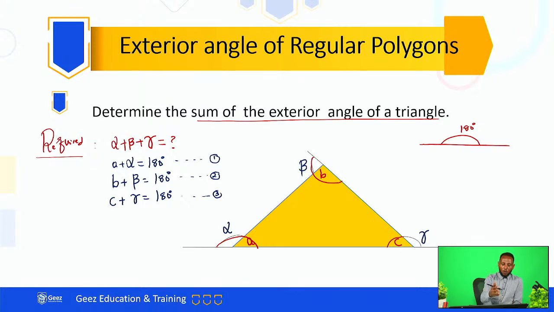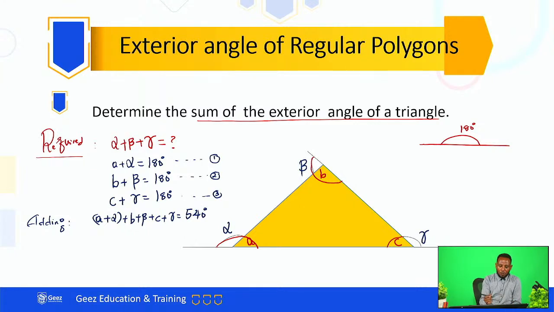Now I'm going to add all these 3. Adding all these 3 yields the following: A plus alpha plus B plus beta plus C plus gamma is equal to the sum of the 3 180 degree angles. That is 3 multiplied by 180, and the sum becomes 540 degrees.